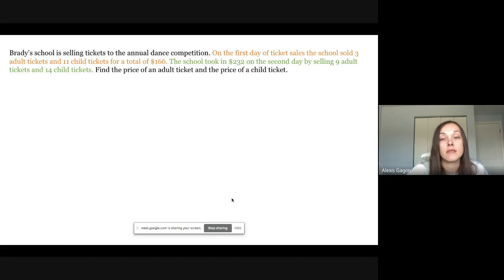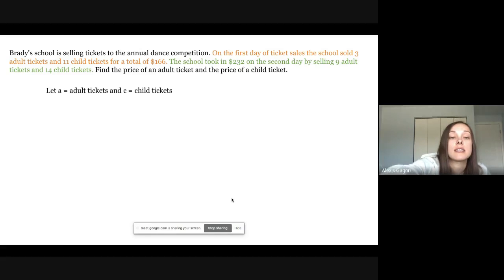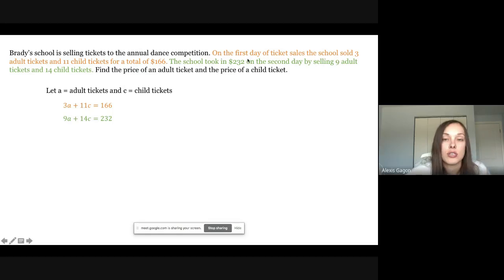So here, again, I'm just going to do them in different colors. So that first day, we're going to let A equal the adult tickets and C equal the child tickets. So that's going to be 3 of the adult tickets, so 3A, plus 11 of the child tickets is a total of 166. And then day 2, we have 9 of the adult tickets and 14 of the child tickets, and that's 232.